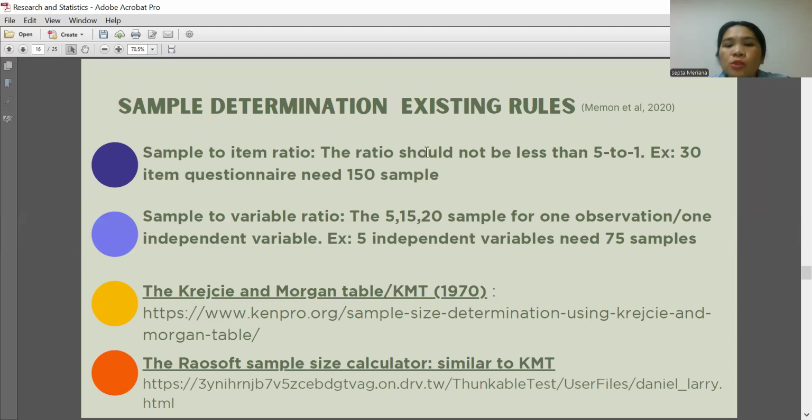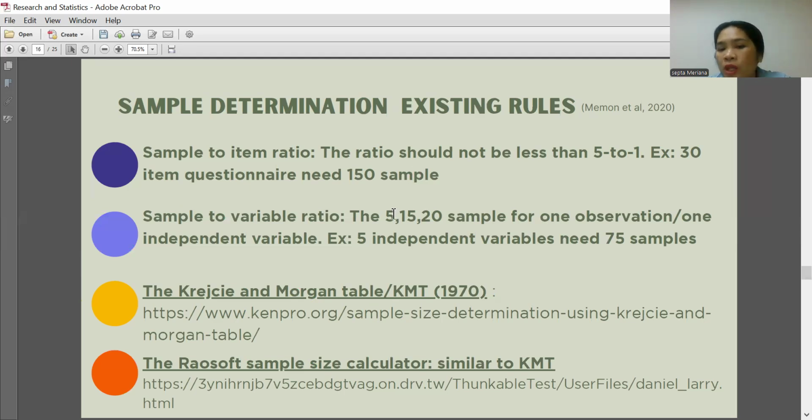The ratio should not be less than 5:1. What does that mean? That means one questionnaire item needs 5 participants. So for example, we have a 30-item questionnaire, 30 items of questions in our scale. So we multiply 30 by 5. So 30 times 5 is 150. That's the very basic.